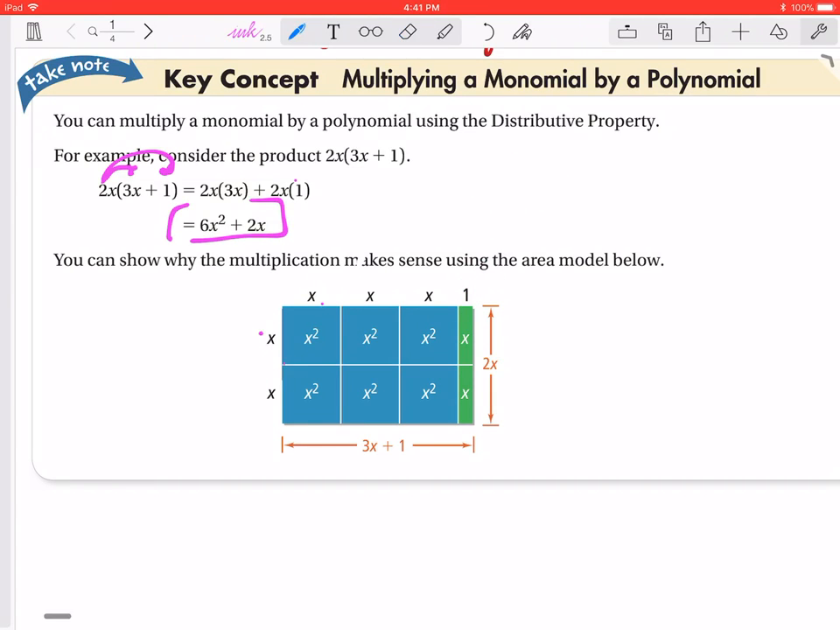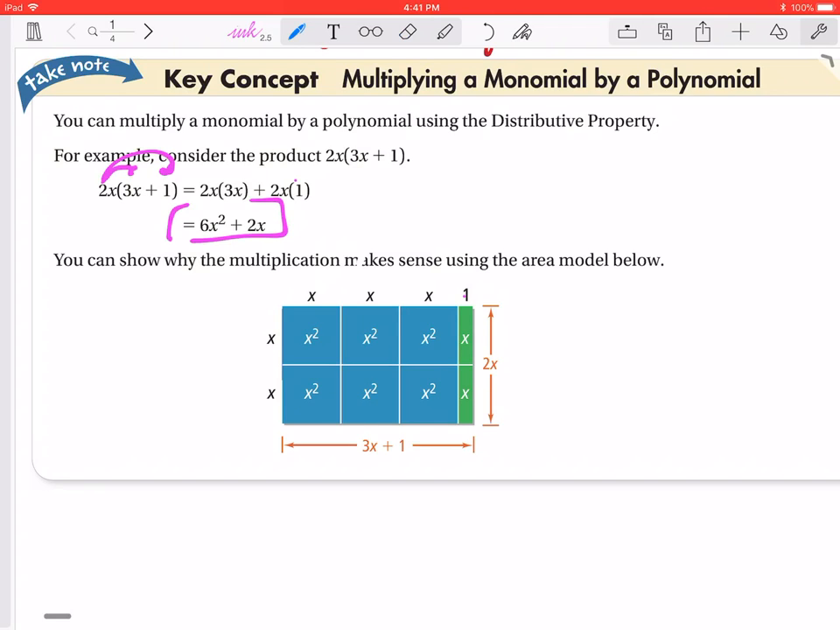All right, well, now I'm going to do the area for each square. So this square here is x times x, which gives me x squared. Again, x times x gives me x squared. And again, x times x gives me x squared. And then x times 1 gives me x for that column there. And I'm going to repeat the process for the second row.